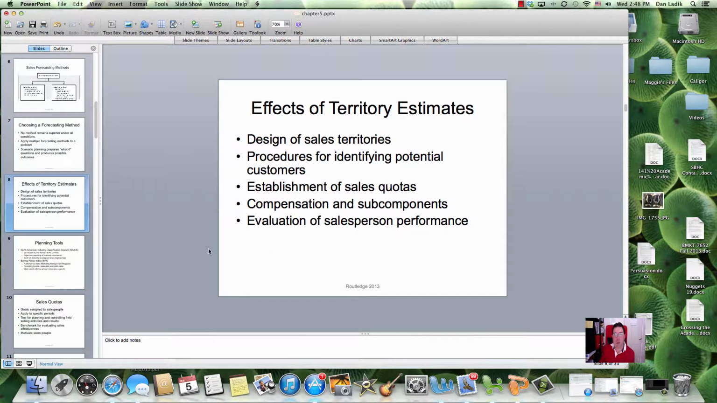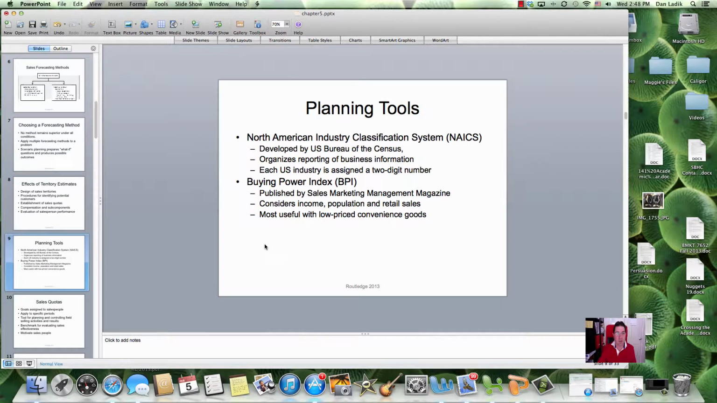Some things to think about for territory estimates. Okay? We have to design procedures of how to identify customers within this territory. We establish quotas. Within that, there are different compensation and subcomponents too. And finally, the overall valuation of sales performance.